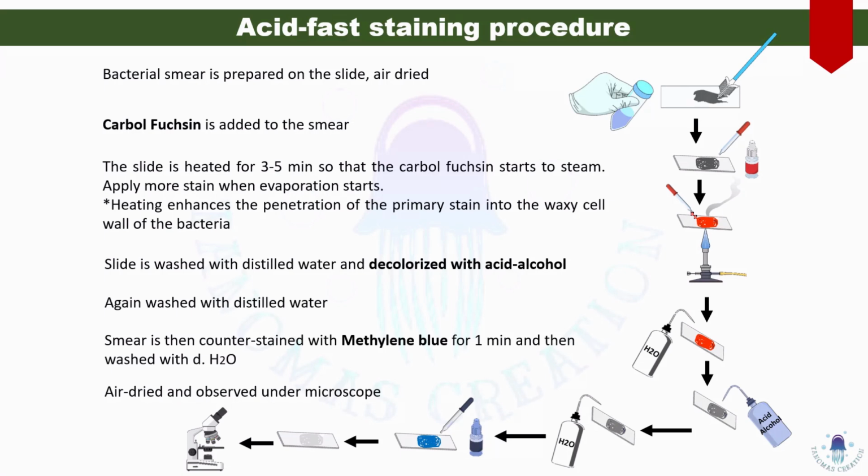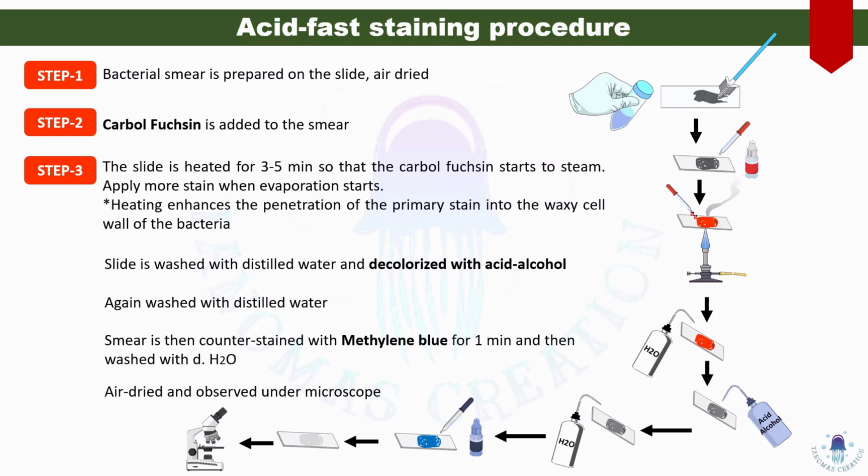So coming to the procedure of the acid-fast staining. First the bacterial smear is prepared on the slide. Then it is air dried. Carbol fuchsin is added to the smear. In step 3, the slide is heated for 3 to 5 minutes so that the carbol fuchsin starts to steam. So apply more stain when the evaporation starts.